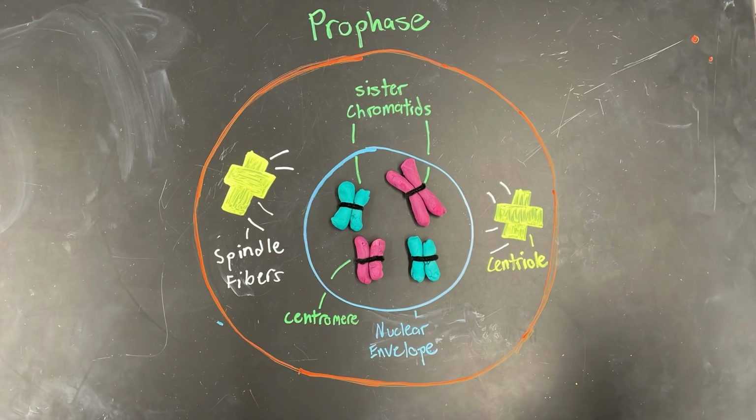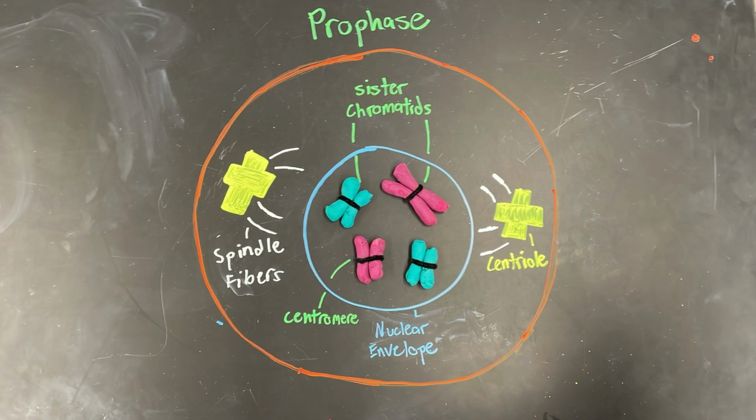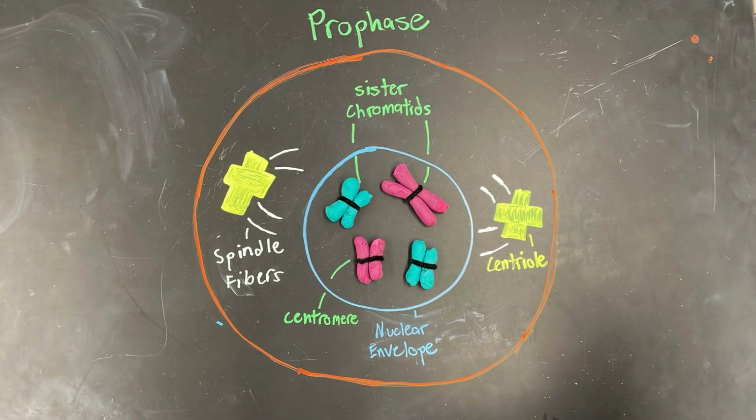In prophase, chromatins are condensed into sister chromatids. Centrioles begin to move towards the opposite end of the cell and start forming spindle fibers. Finally, the nuclear envelope breaks down.